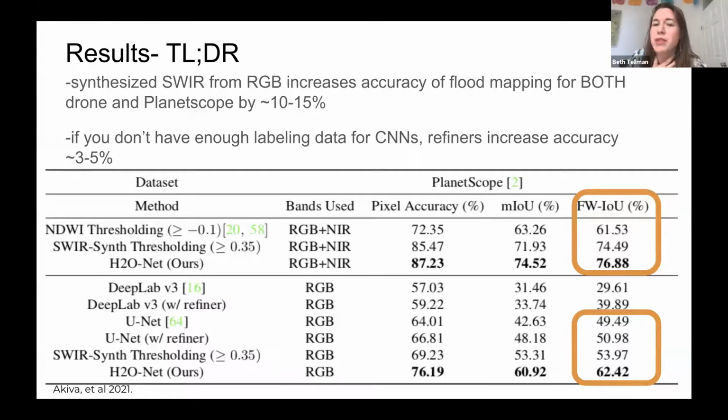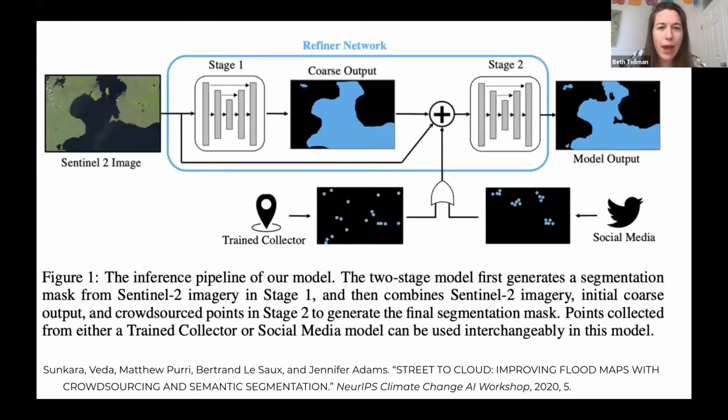We've also done experiments on drone data. This works great for drones also, which are typically just RGBs. So check out that paper.